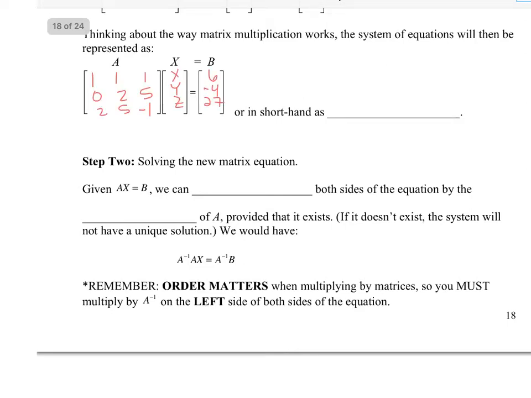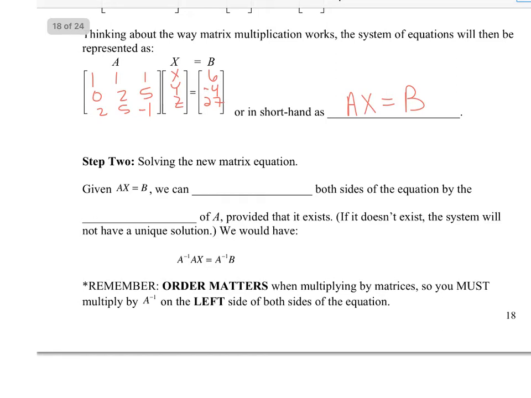So we just put them next to each other. The product of A times X gives us the left side of the equations, 1x plus 1y plus 1z equals 6. 0x plus 2y plus 5z equals negative 4. 2x plus 5y minus 1z equals 27. Or in shorthand, capital A times capital X equals capital B.